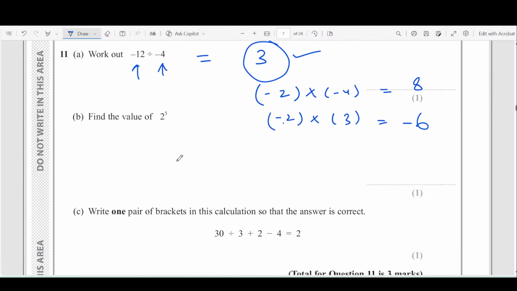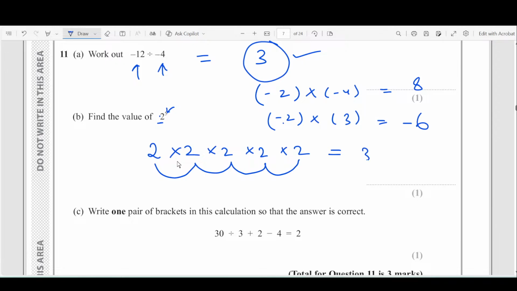Find the value of 2 to the power 4. So it means the base is 2. This is called base, and the tiny thing is called exponent. So base is this, and exponent means how many times it is multiplied by itself. So it's 5. So that means we need to write 2 5 times. Okay, then just multiply them. 2 times 2 is 4, 4 times 2 is 8, 8 times 2 is 16, 16 times 2 is 32. And that's my answer. Clear?